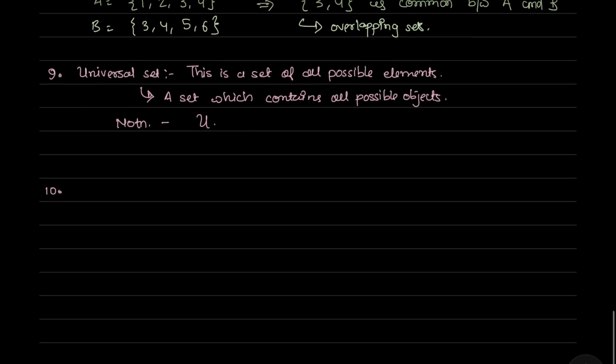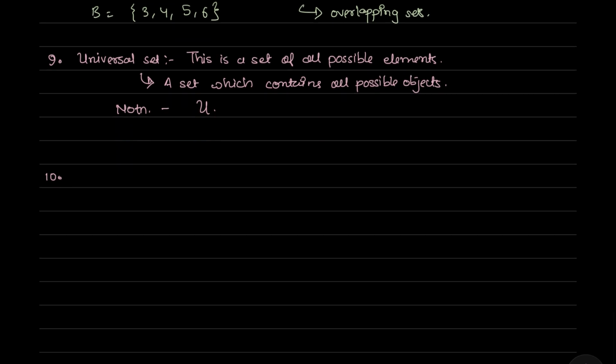Next, we have to cover subset. We will actually cover two things: subset and proper subset. Suppose I have a set A, 1, 2, 3, 4, 5, 6. If I take a few elements out of it, suppose I'm taking 1, 2, 3. Let me call this B.